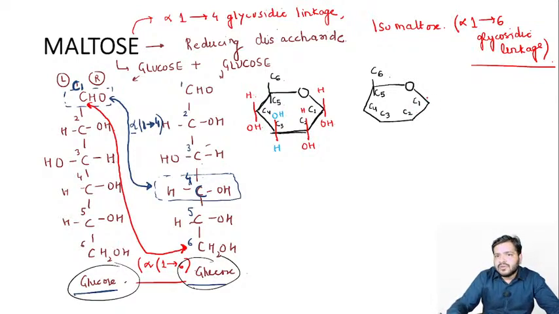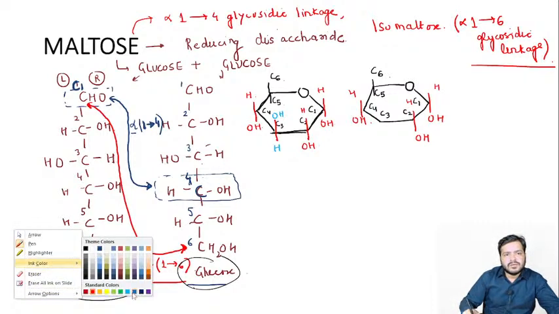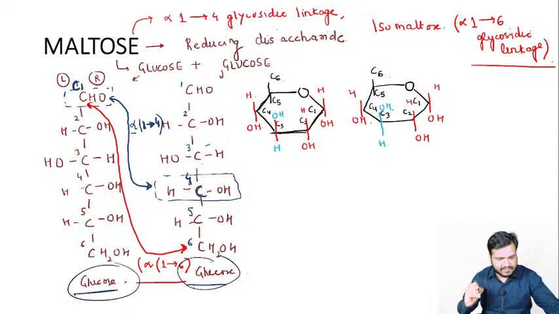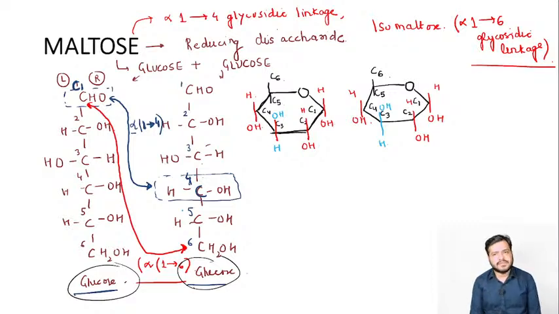Now the same thing I will draw for this glucose also. H, OH, H, OH, H, OH, and at the third carbon you already know we have H on the right side and OH on the left side.